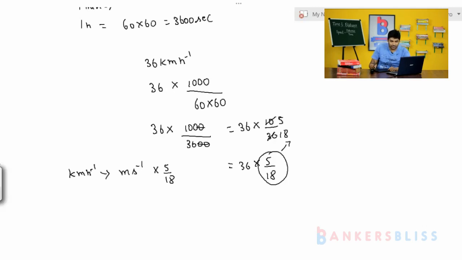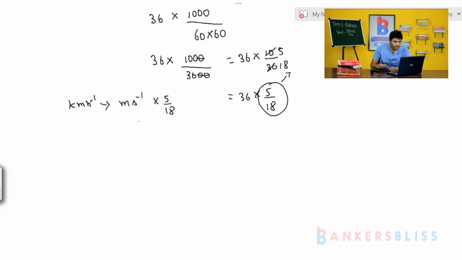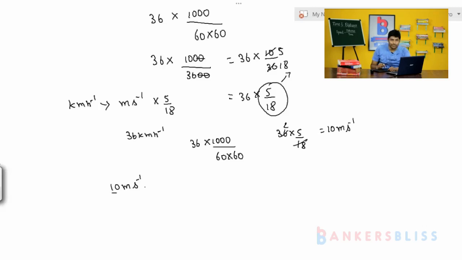Next, see here, 36 kilometer per hour. How many meters per hour? 36 into 1000 meters per hour. Then per minute by 60, per second another 60. So, you have to be very careful. Next, I am taking 10 meter per second. See, if you solve this one, 36 into 5 by 18, 18 2s are 36, 5 into 2, 10 meter per second.